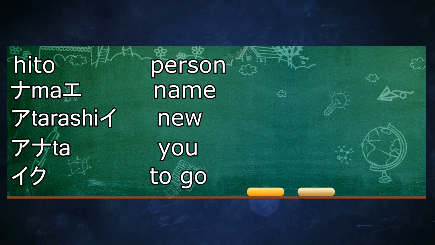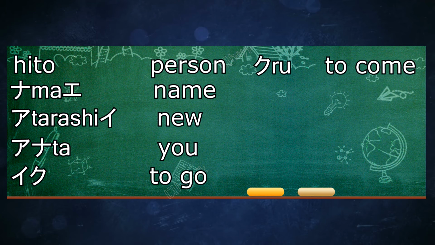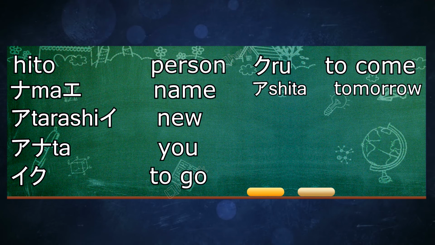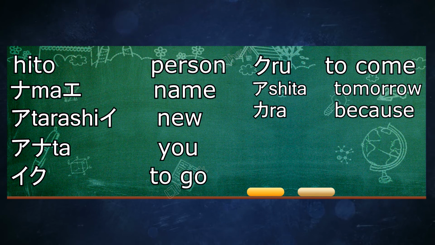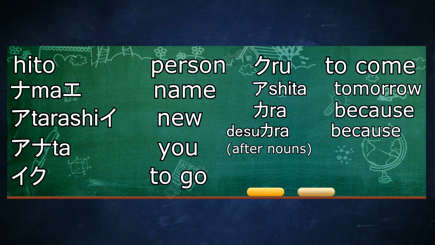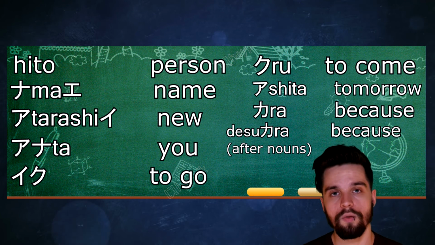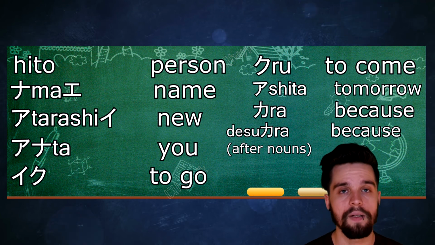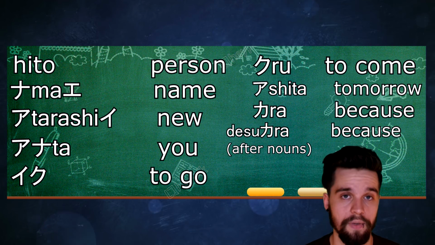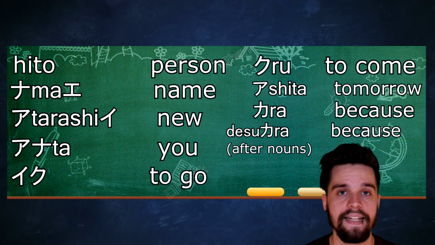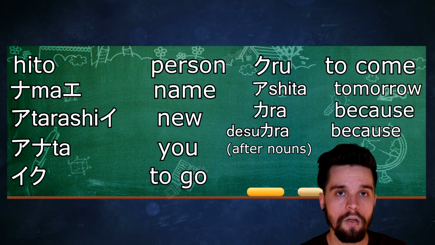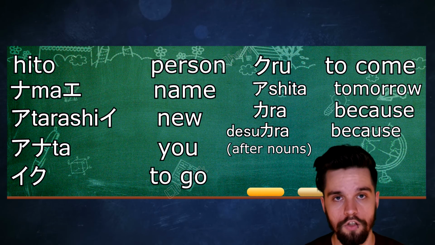Iku, kuru, ashita, kara, desu kara. Iku means to go and kuru means to come. Now you know that to go and to come don't mean the same thing, but sometimes they are easily confused in Japanese. An easy to remember rule of thumb is that if you go somewhere, you just use iku, and if somebody comes to you, you use kuru.